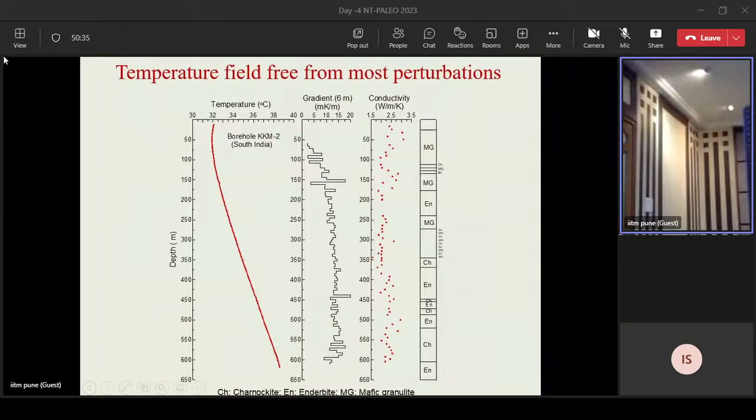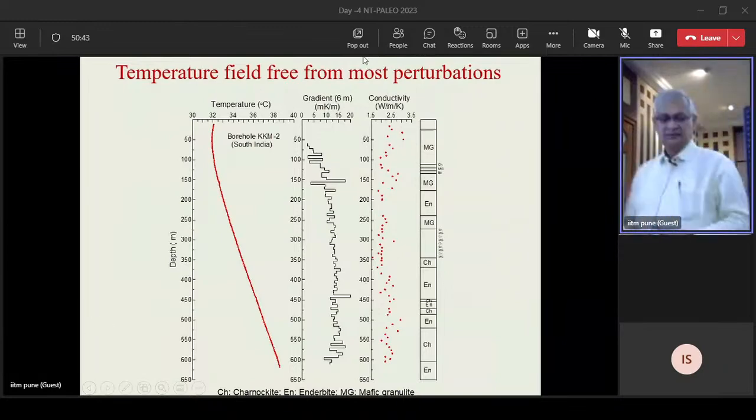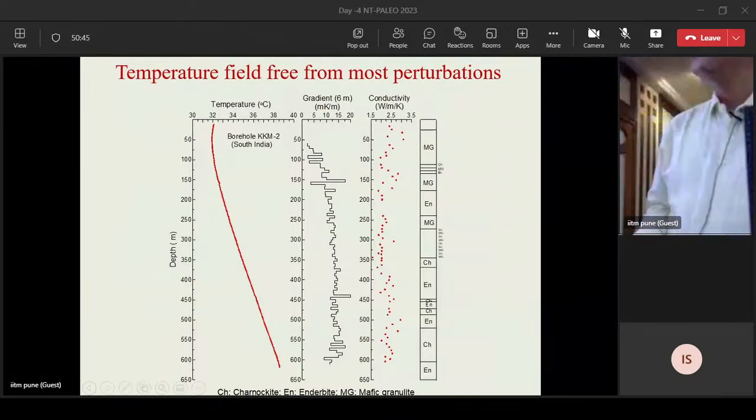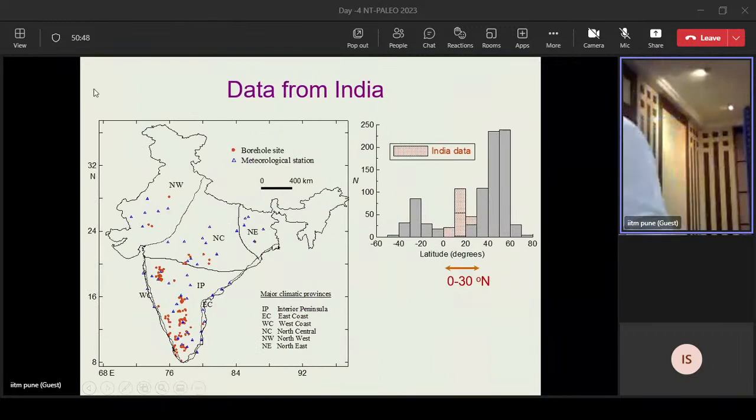And that 1986 paper by Lachenbruch and Marshall overnight changed that noise into a signal. A signal for climate change. Okay, so I'll show you some examples from India.